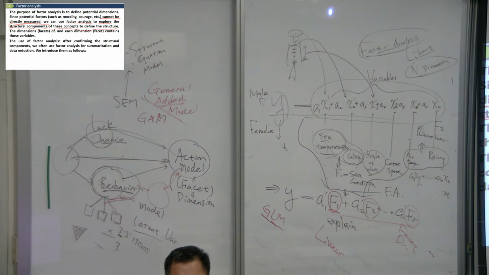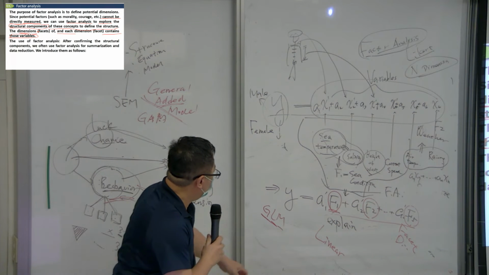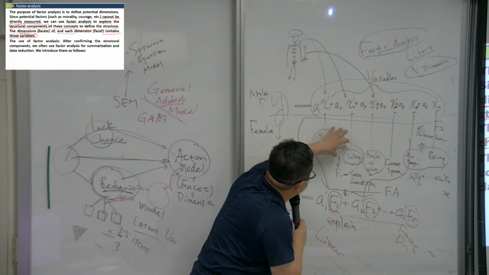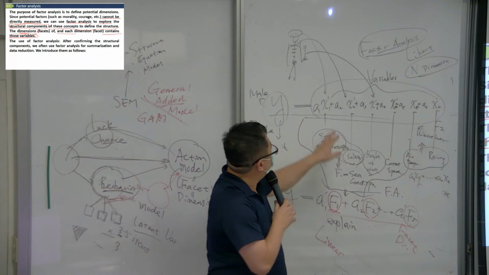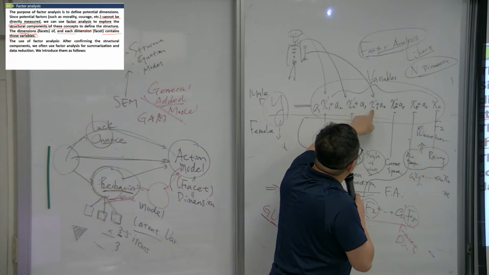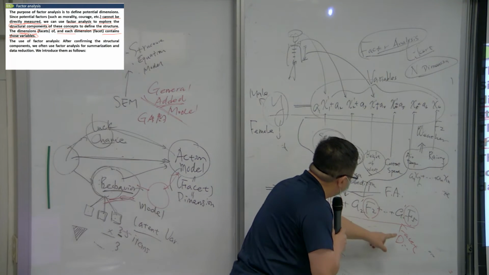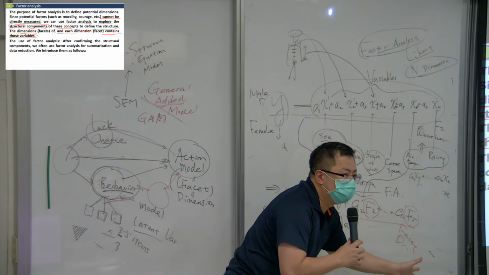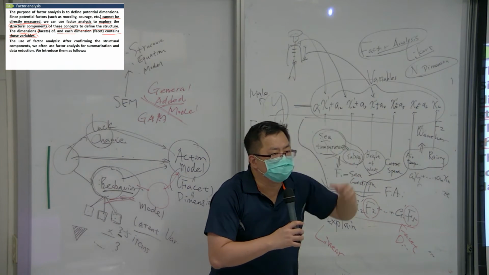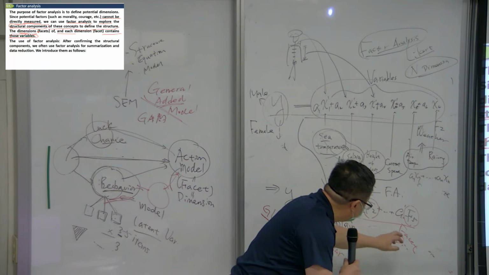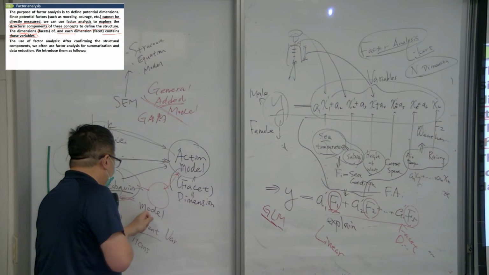The dimension, the facet, this is F, okay? The dimension or facet, each dimension contains those variables. Every factor contains some variables. So this x1, x2, to xn is what we call variables. But F is facet or dimension or factor. You have the clear concept, okay? And a facet can also be a model. Okay?